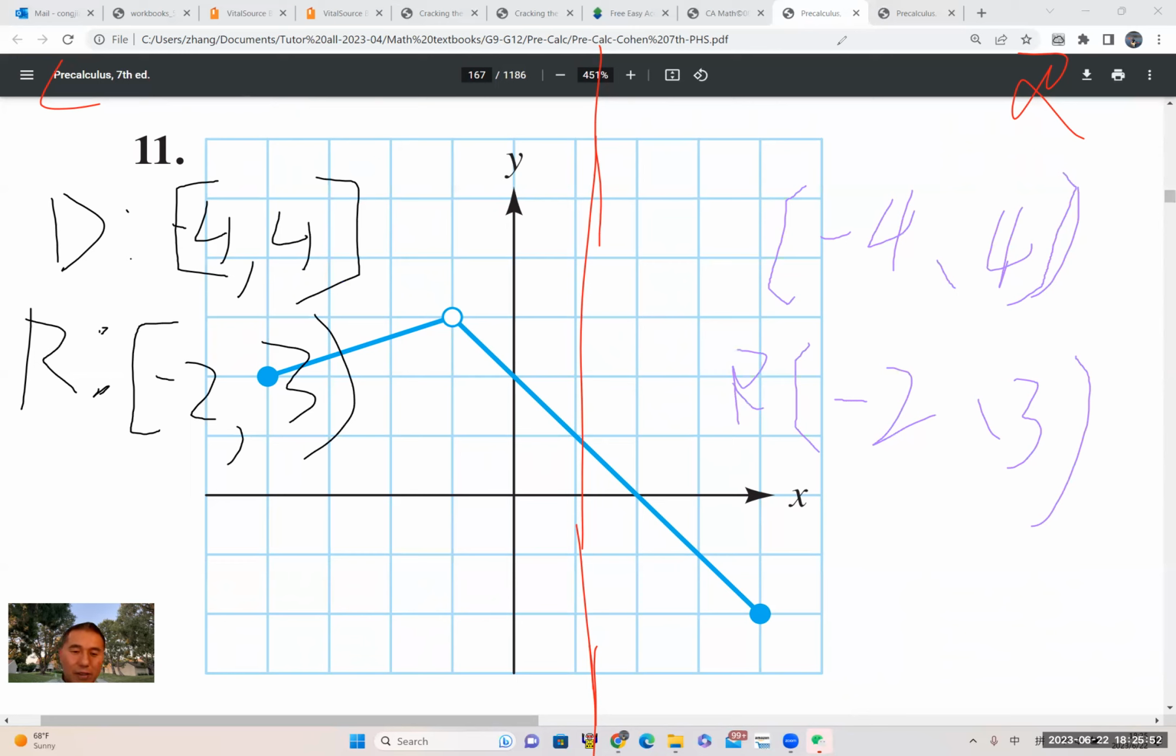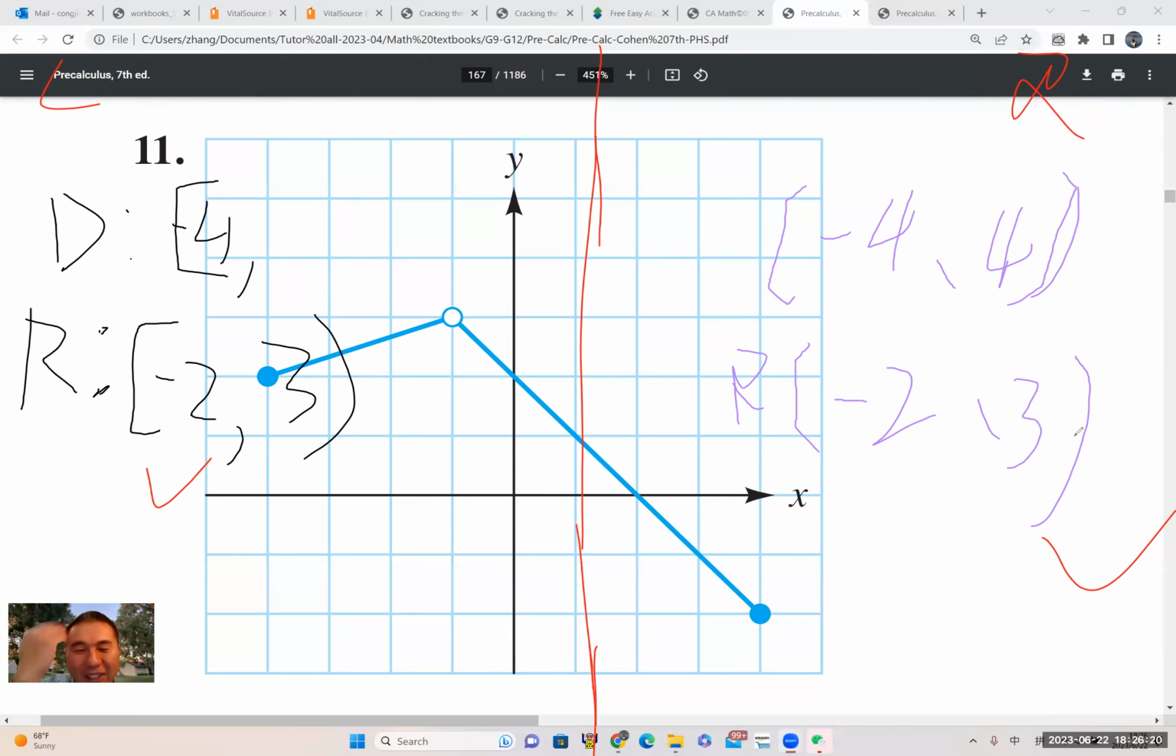Okay, suppose you have the same range, right? From -2 to 3. 3 is not included, right? Yeah, so it's correct. But how about the domain? -4 to 4. But they don't include this. Say here means a hole, oh right.